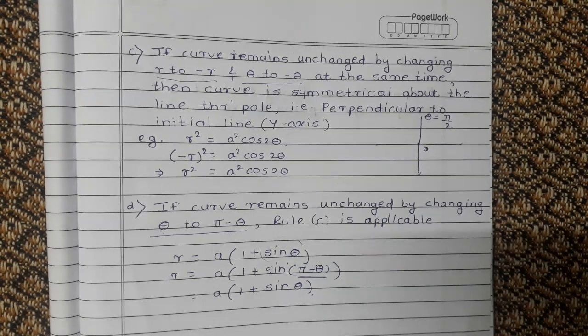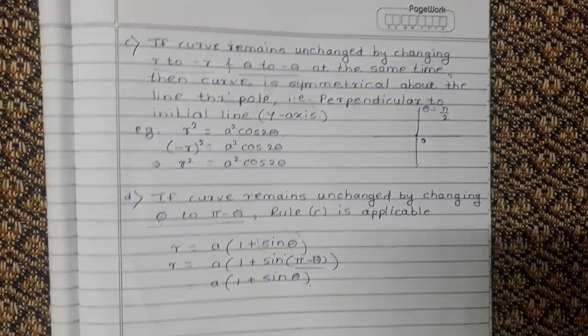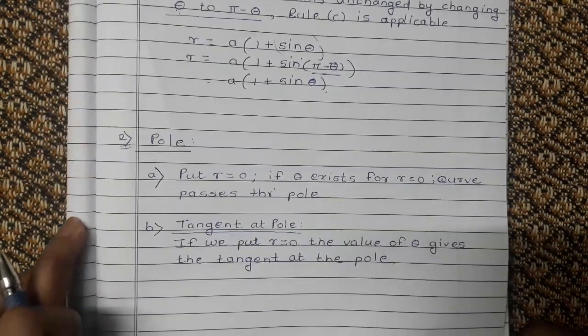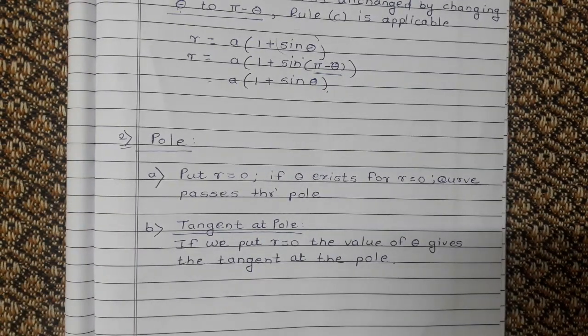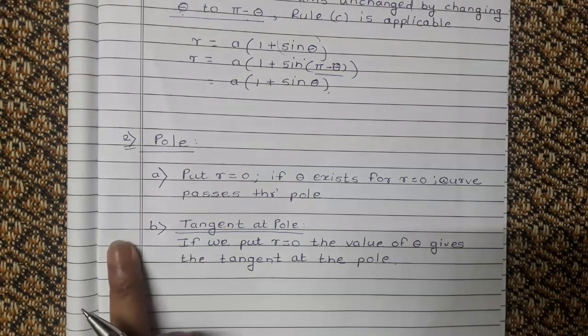Okay, then the next thing here is, in case of a Cartesian curve, the next rule was you figure out whether the curve passes through the origin or not, and if it passes through the origin, then you straight away figure out what is the tangent at the origin. The same thing we are going to do here as well, right?